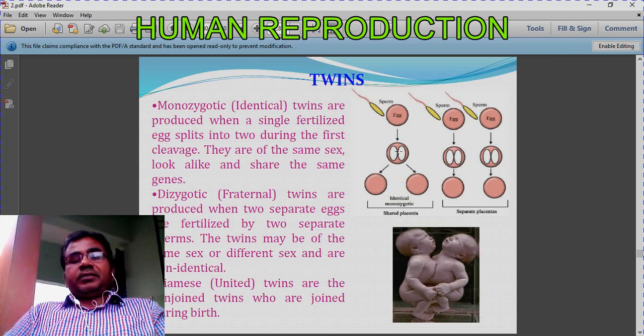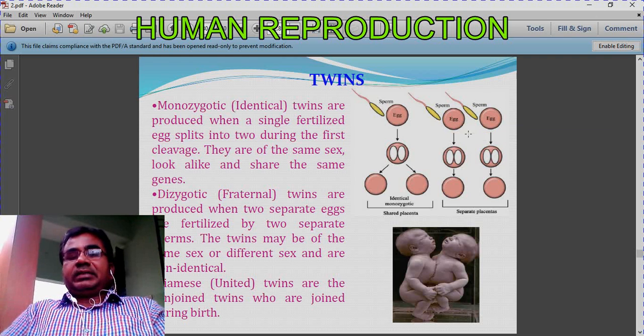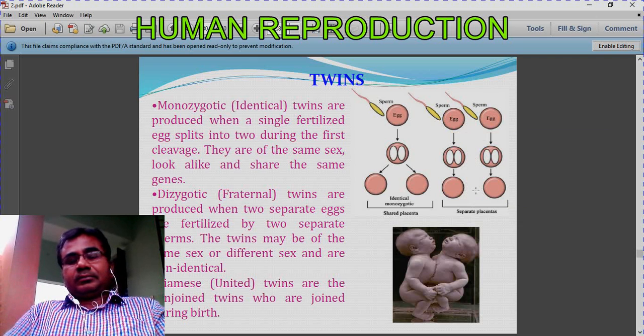They are identical twins. Fraternal twins are different. Here two separate eggs and two sperms fertilize and develop the offspring. So these two individuals will not be identical, and they may be the same sex or different sex. That is dizygotic twins.